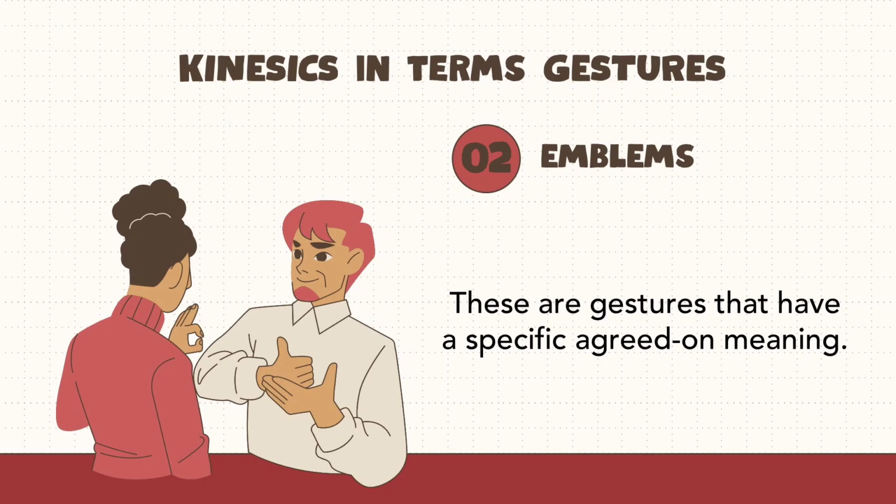Second category, emblems. These are gestures that have a specific agreed-on meaning. Emblems are gestures with meanings that are universally known. Emblems can be still or in motion. For example, circling the index finger around at the side of your head means crazy. Or rolling your hands over and over in front of you means moving on. Whereas the OK sign, with the thumb and index finger connected in a circle and the other three fingers sticking up, is an example of a still emblem.